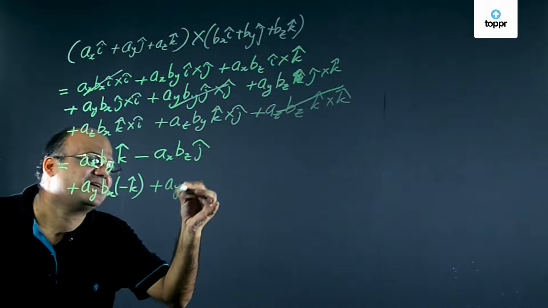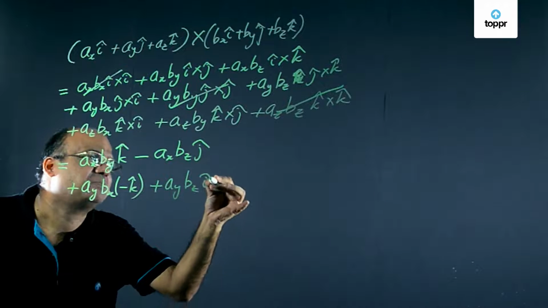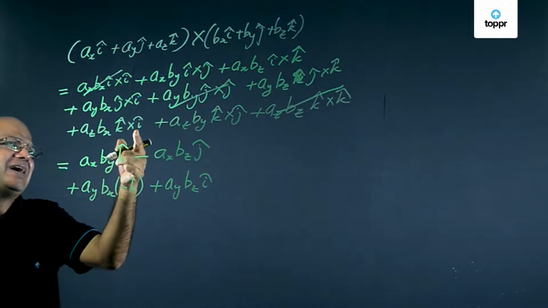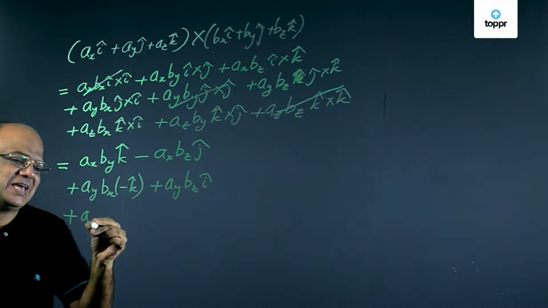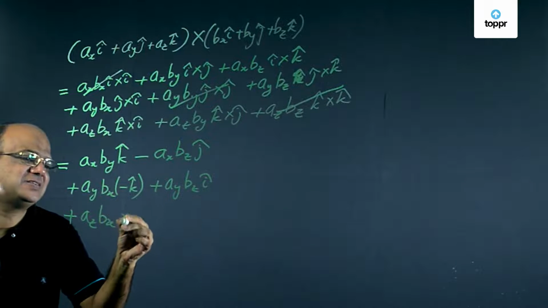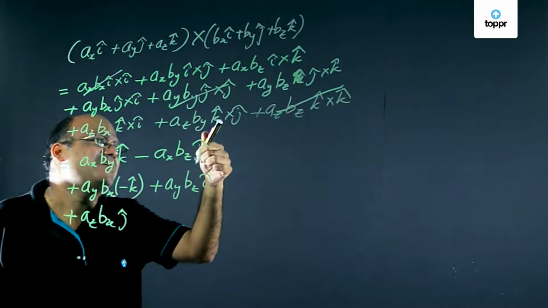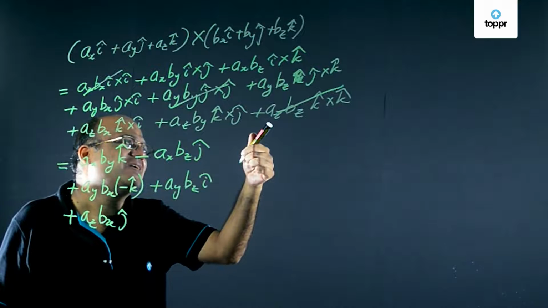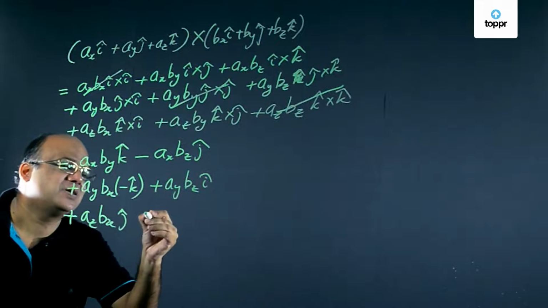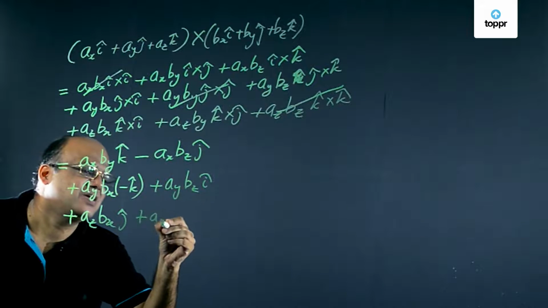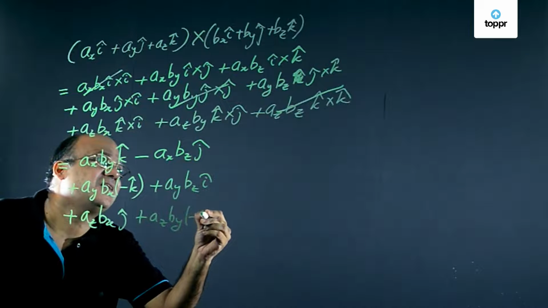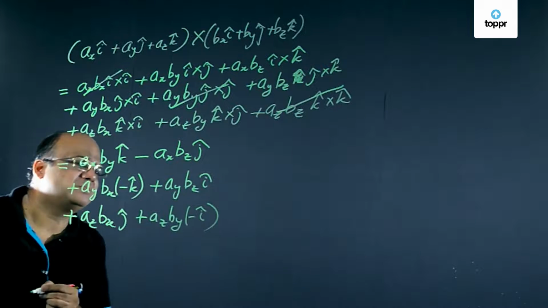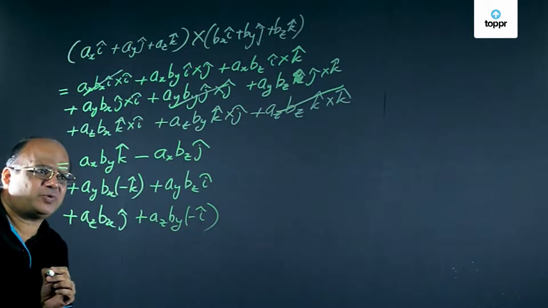Ay bz i cap. Here ki, so j. So j will be positive. Az bx j cap. Here kji, so again a minus sign will come. Plus az by minus i cap. So these are the 6 terms we are left with.